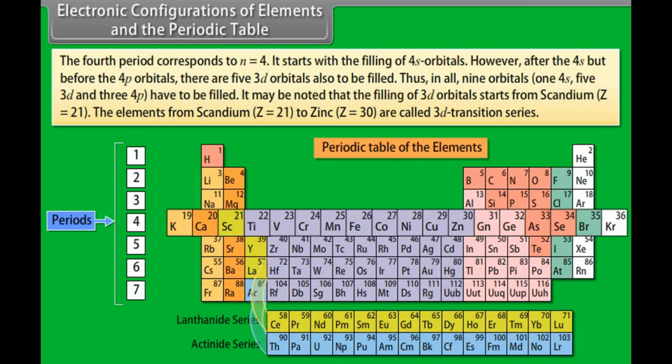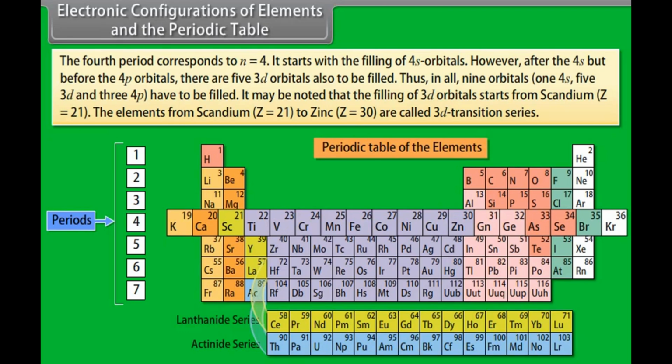The fourth period corresponds to n equals 4. It starts with the filling of 4s orbitals. However, after the 4s but before the 4p orbitals, there are 5 3d orbitals also to be filled. Thus, in all, 9 orbitals, 1 4s, 5 3d and 3 4p have to be filled. It may be noted that the filling of 3d orbitals starts from scandium, atomic number 21.